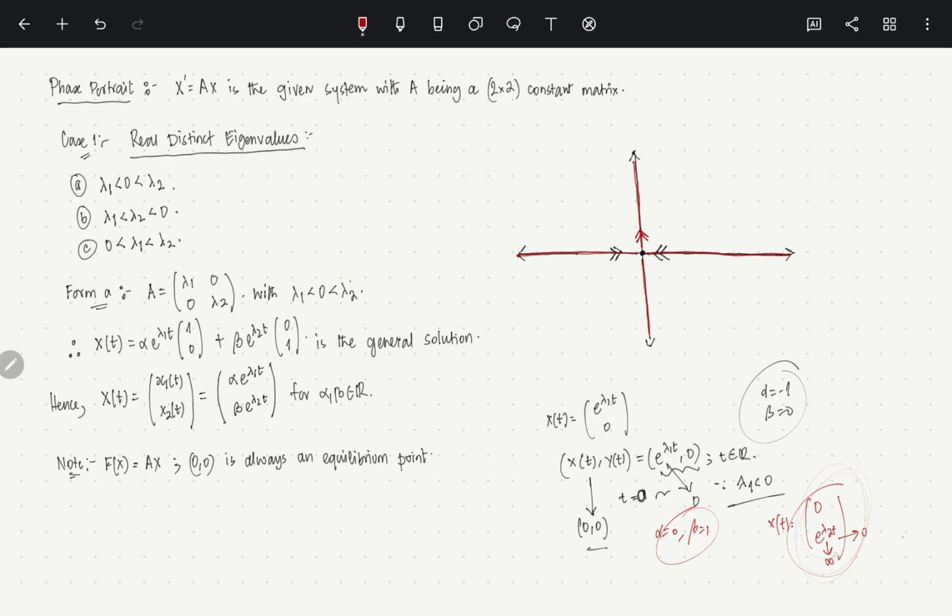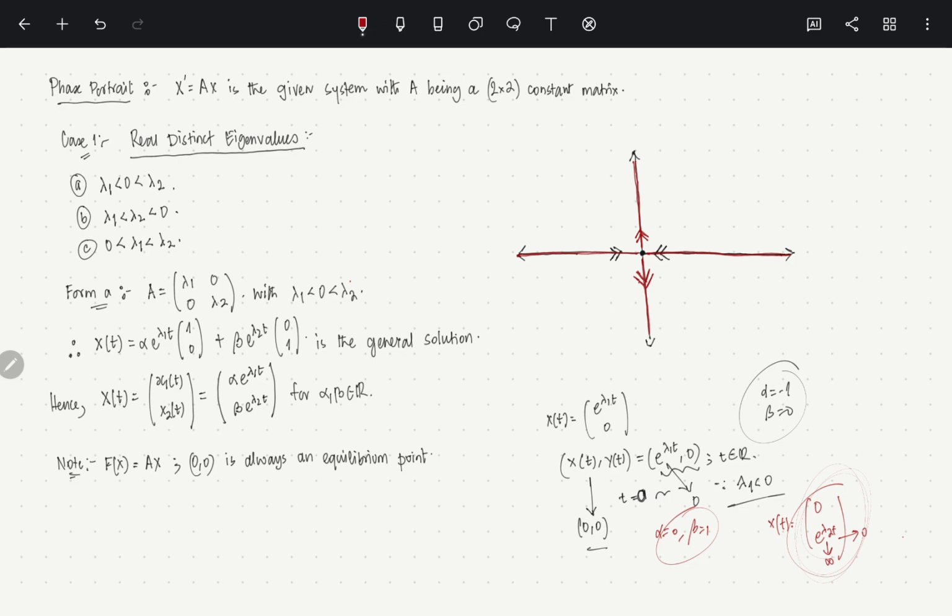As t tends to infinity, since lambda 2 is positive, e power lambda 2 t goes to infinity. So basically this is going in this direction. Is it okay? And similarly here also this is going in this direction. This is going in this direction. Is it okay? You don't have to draw all these double arrows.